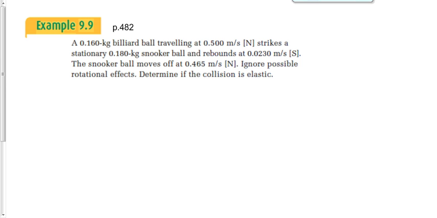The snooker ball moves off with 0.465 to the north. We want to find out whether it's elastic or not. Honestly, the first thing I'm thinking when I start reading this question is conservation of momentum, because it's a collision. As I read on and it says determine if it's elastic or not, that redirects me to a kinetic energy calculation.